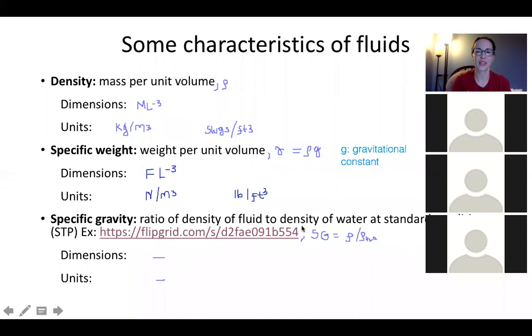Right, so if we look at the definition of specific gravity, it's the density of your fluid divided by the density of water at standard conditions.